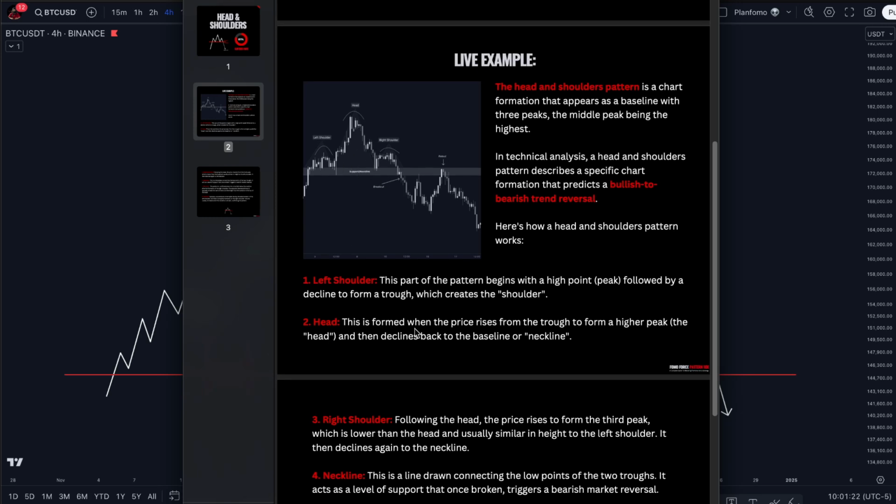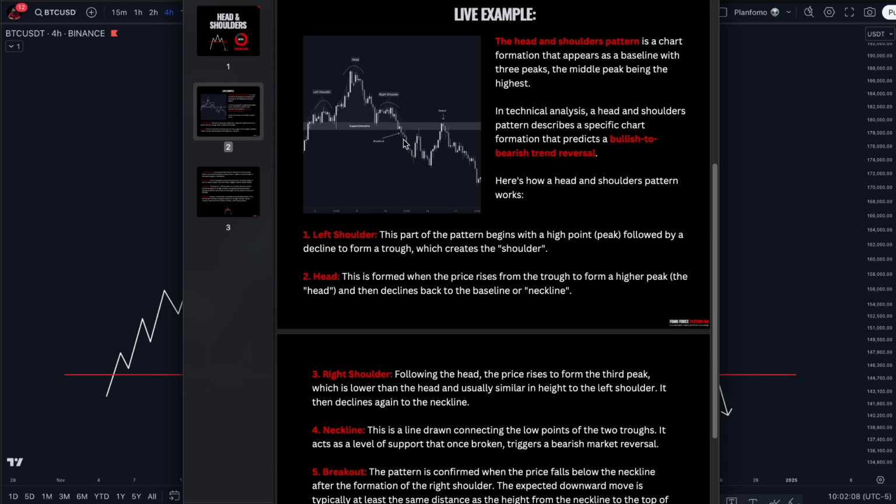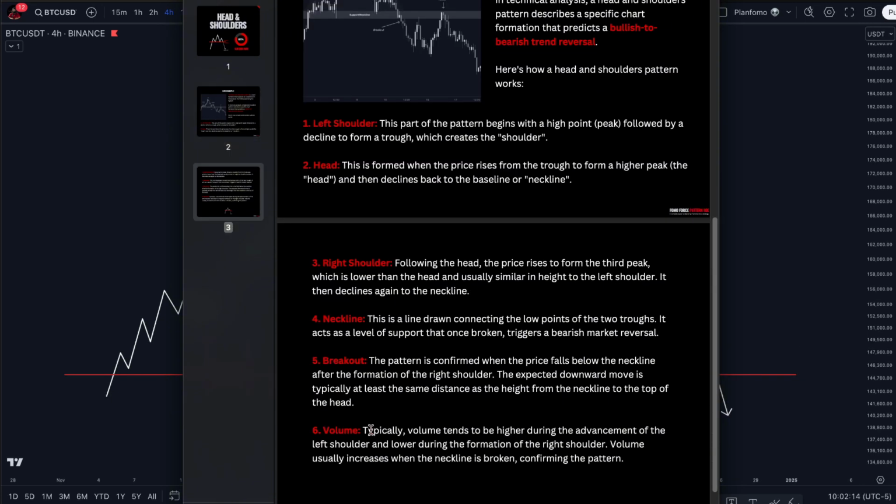The head that we see in the middle is formed when the price rises from the trough to form a higher peak, the head, and then declines back to the baseline that we call the neckline, our potential support. The right shoulder: following the head, the price rises to form the third peak, which is lower than the head and usually similar in height to the left shoulder, then declines again to the neckline. Simple concept about head and shoulders patterns. You can even ask ChatGPT what it is. About the neckline, the breakout and the volume, we're going to talk when we jump into this illustration.